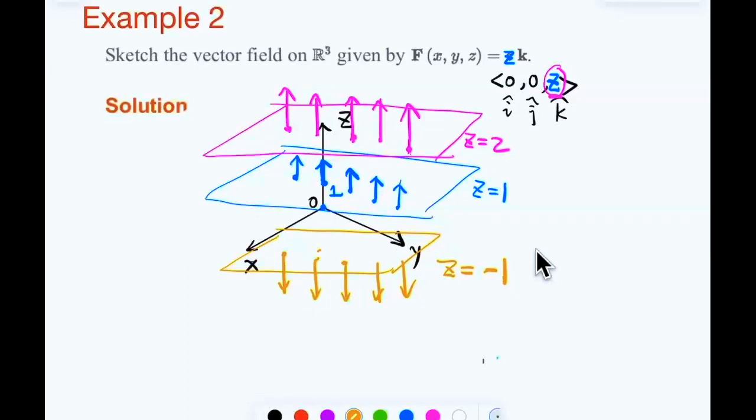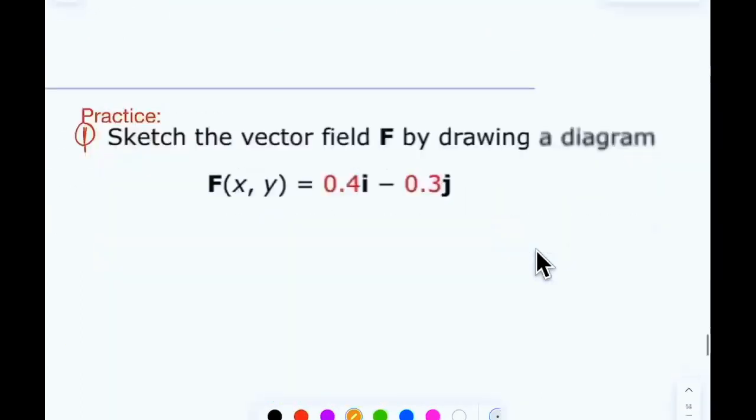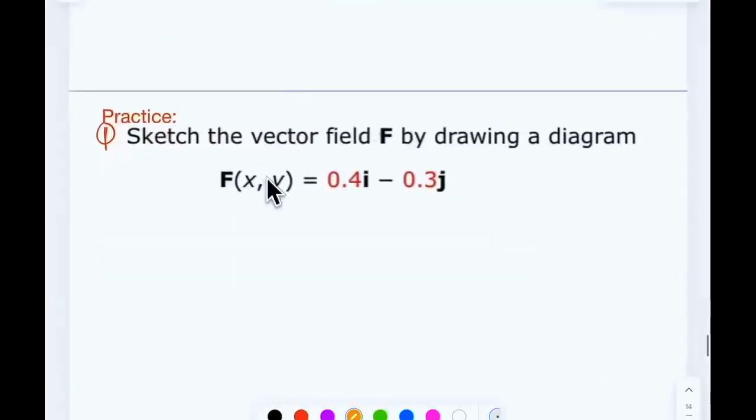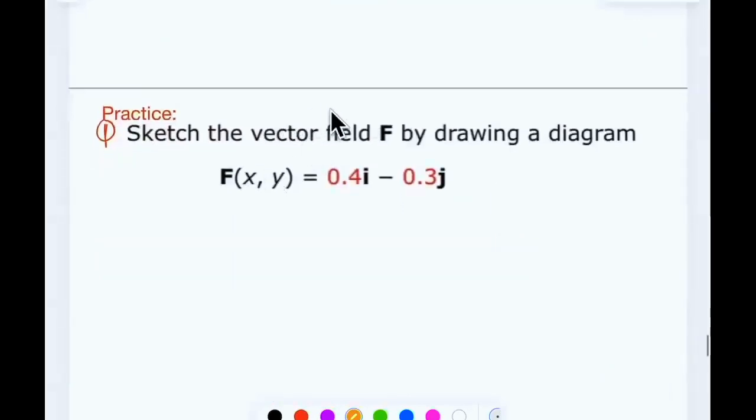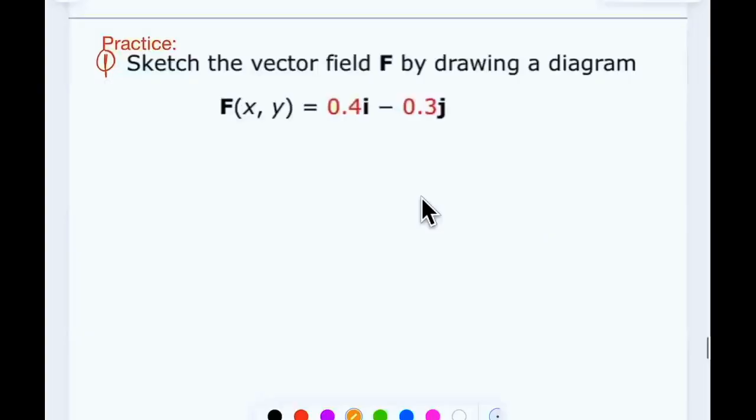Okay, now let's look at the practice problem. Try the first practice problem. Sketch the vector field by drawing a diagram. This is the formula for the vector field. Could you guys try this? So this is two-dimensional. The domain for that is on R2, right? So the output will be on V2. Okay. So let's draw the. Think about it.